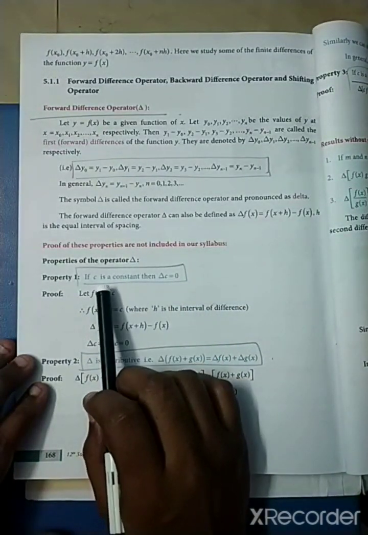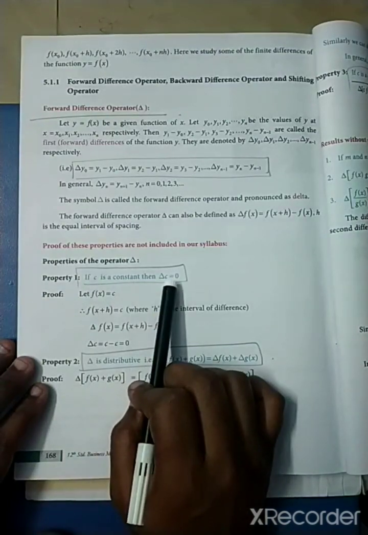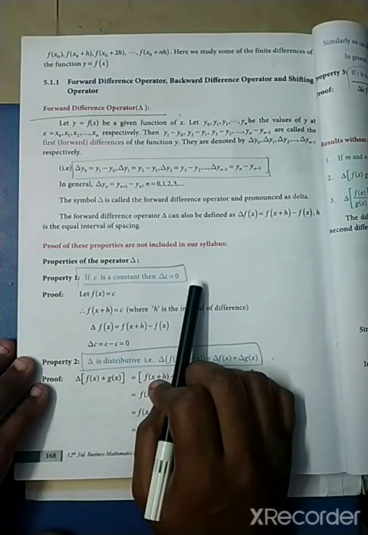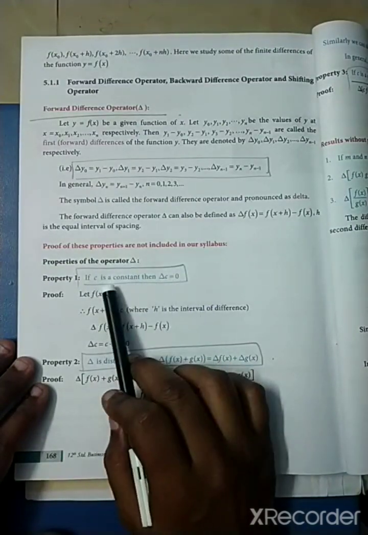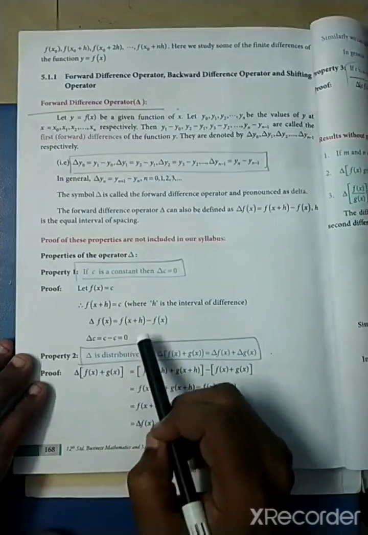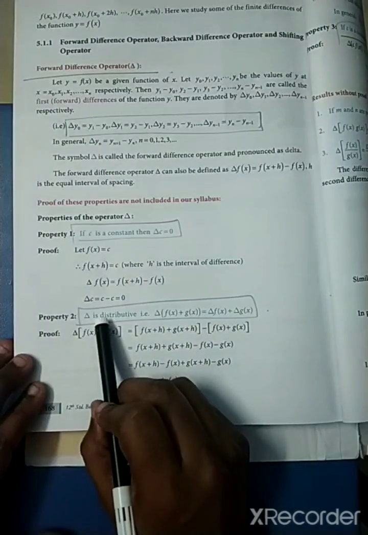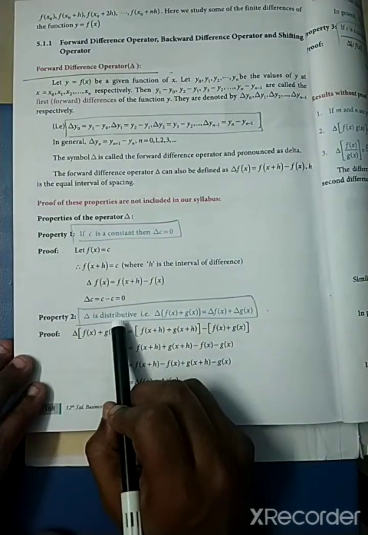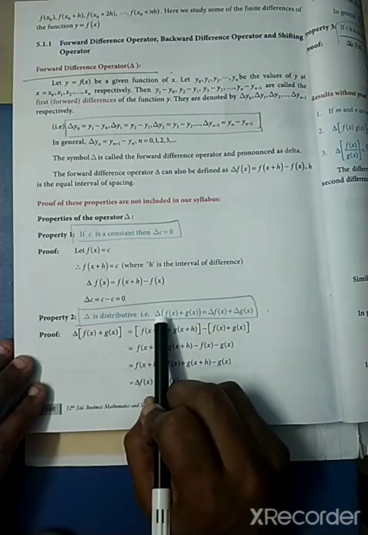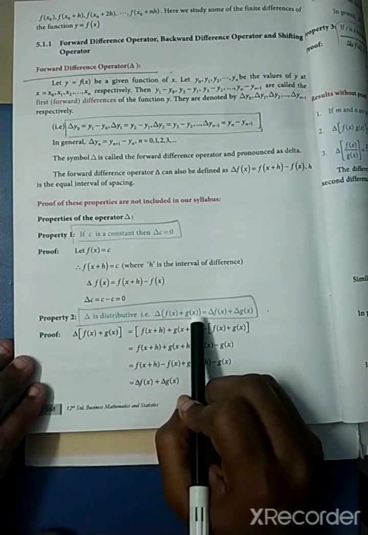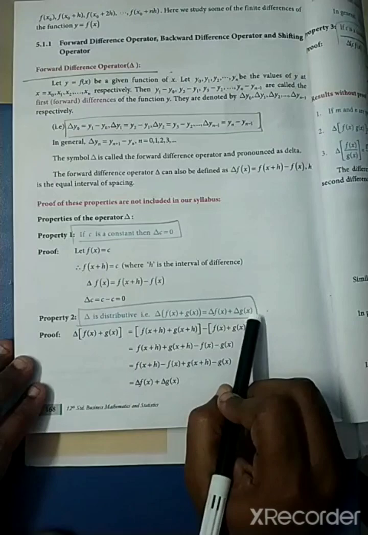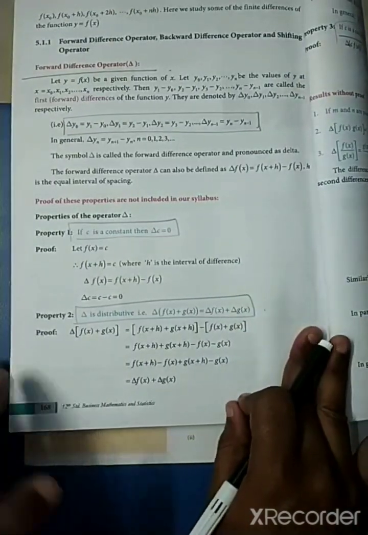Now, if c is constant, then the forward difference operator on a constant will give you 0. Okay, you just write the properties. You need not write the proofs in the classwork notebook. Okay, now we are going to see the distributive property. What it is, we know distribution means you have to split the terms. So I put delta of f of x plus g of x. So, it is split into delta f of x plus delta g of x. This is the next property.